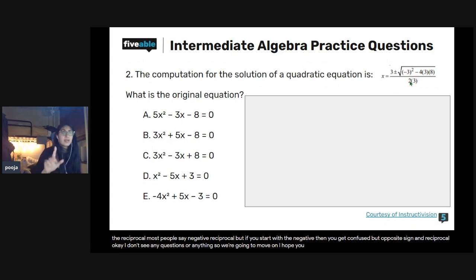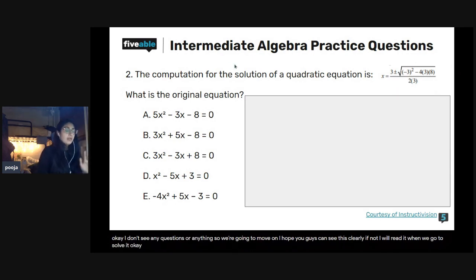I hope you guys can see this clearly. If not, I will read it when we go to solve it, okay? So I'll give you a minute for this one, starting now.